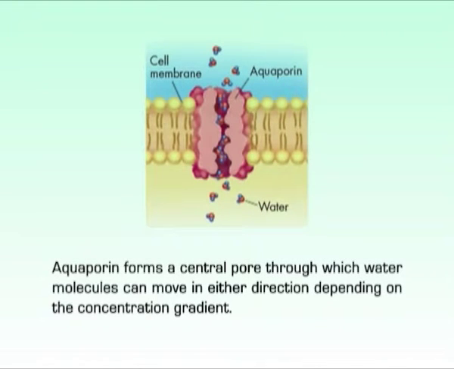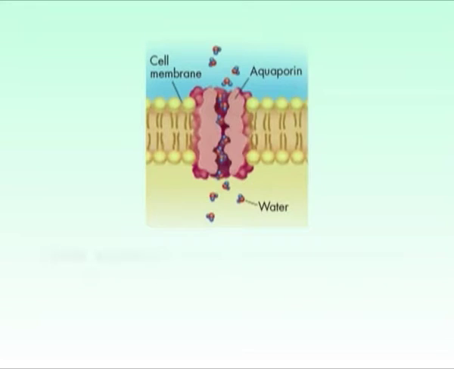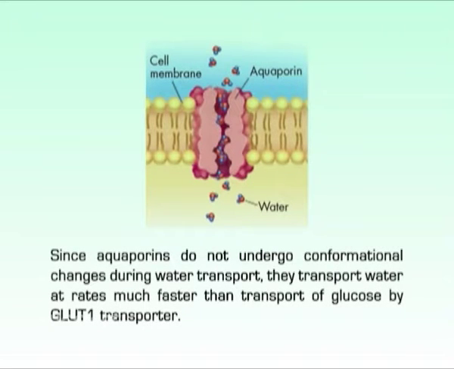In certain tissues like the kidney, for example, water must be rapidly reabsorbed into the bloodstream after filtration. Similarly, in the secretion of saliva and tears, water must flow quickly through membranes. Aquaporin forms a central pore through which water molecules can move in either direction depending on the concentration gradient. Since aquaporins do not undergo any conformational changes during water transport, they transport water at rates much faster than transport of glucose by the GLUT1 transporter.